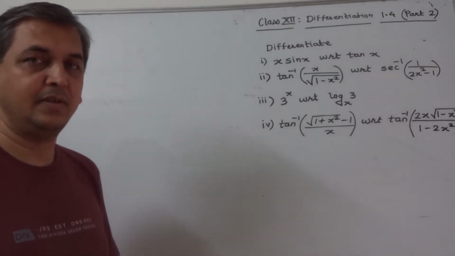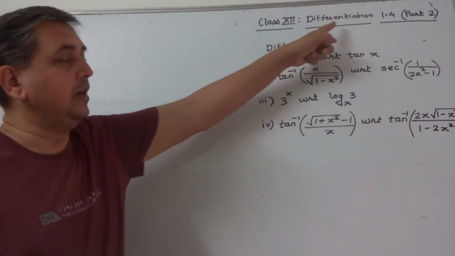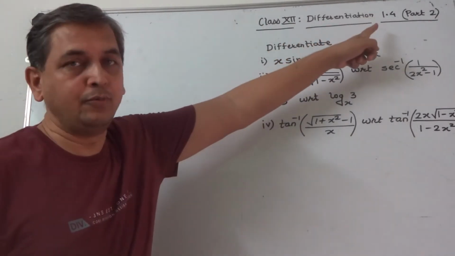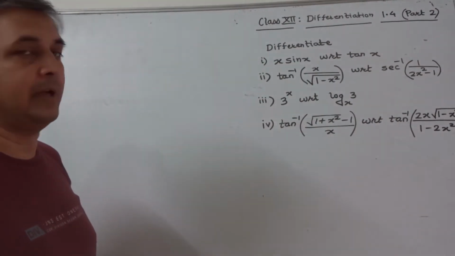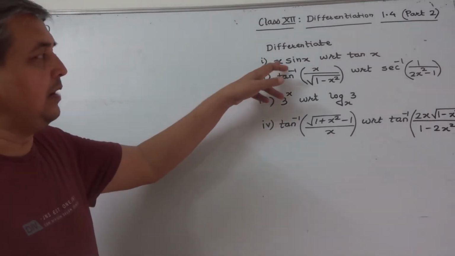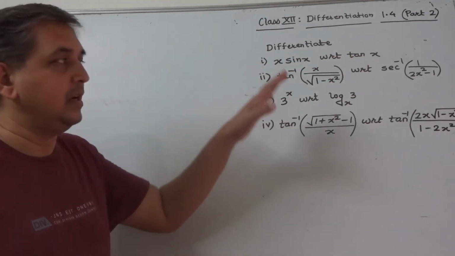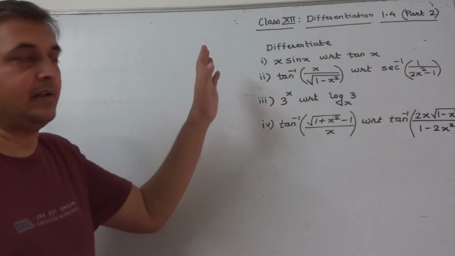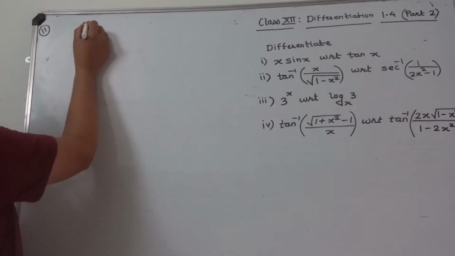Hello friends, in this video we are going to deal with class 12 differentiation 1.4 second part. In the earlier part we have seen parametric functions. Now we have to differentiate x sin x with respect to tan x. It is just like the parametric equations. What we do is we define the first function as u.